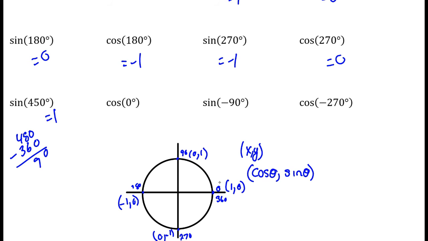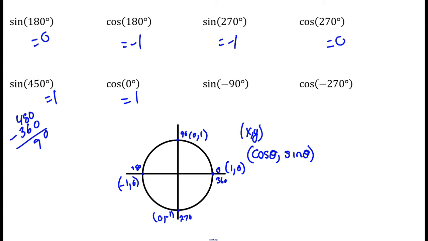The cosine of 0, cosine is x. Cosine of 0 is 1. Sine of negative 90. There's a couple ways to think about this. I can spin backwards 90 degrees. Sine is y, so that's negative 1. So I spun backwards, clockwise 90. Or you could say, well, what's coterminal with negative 90? Let's add 360. That's the same as 270.